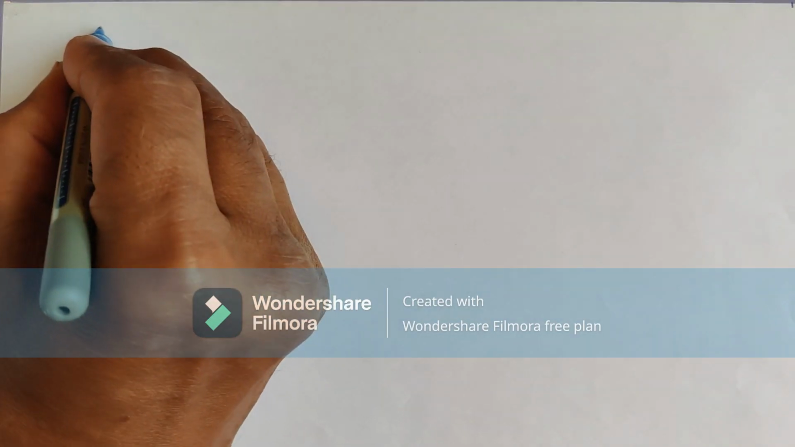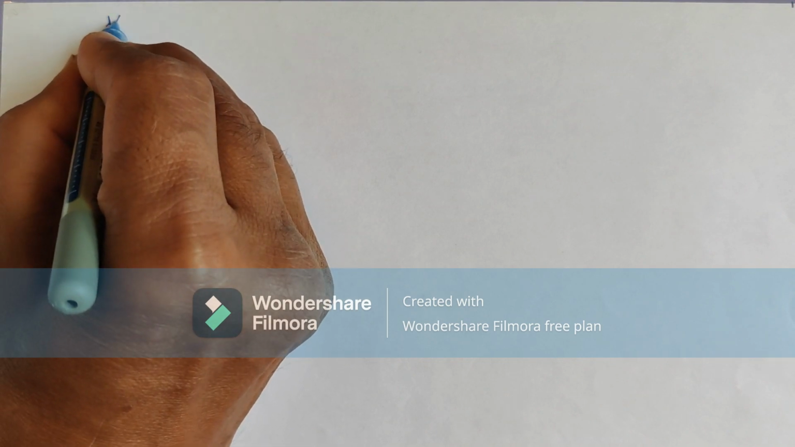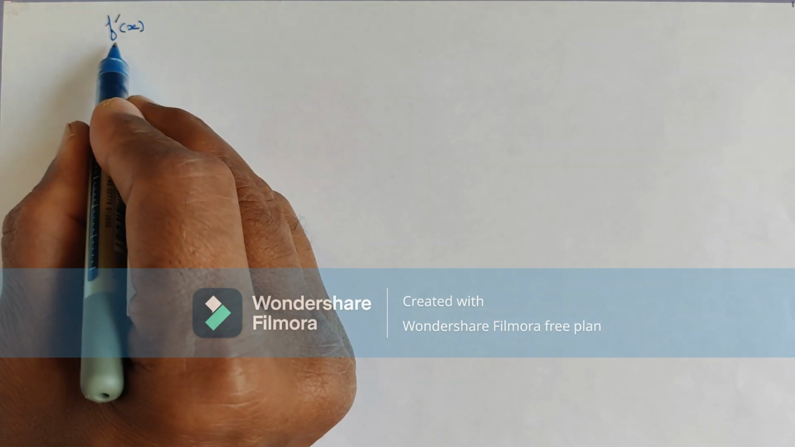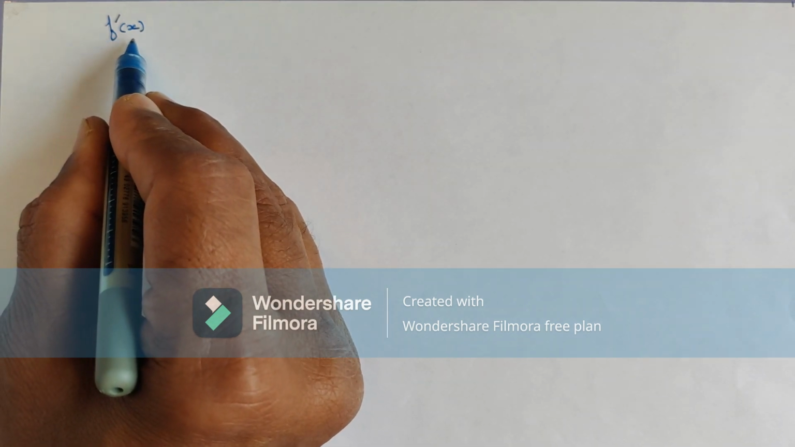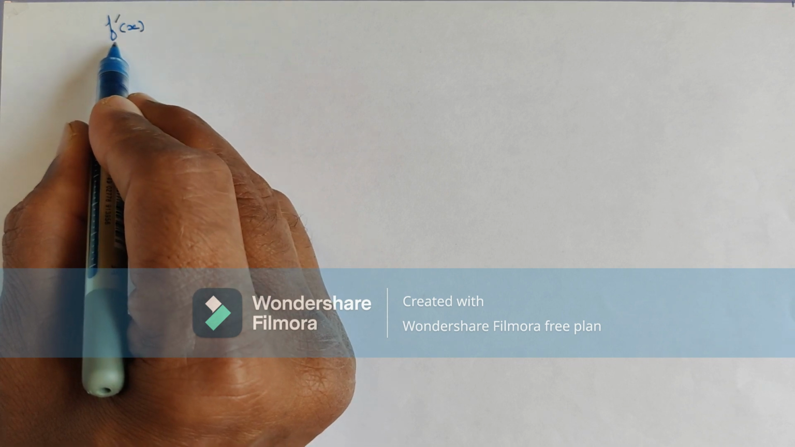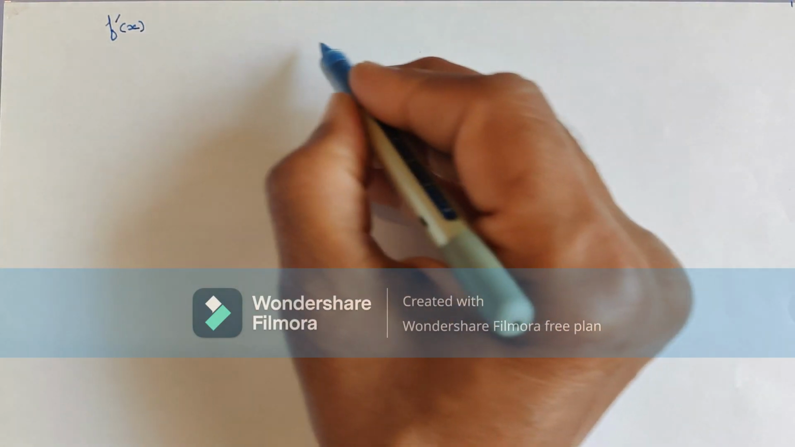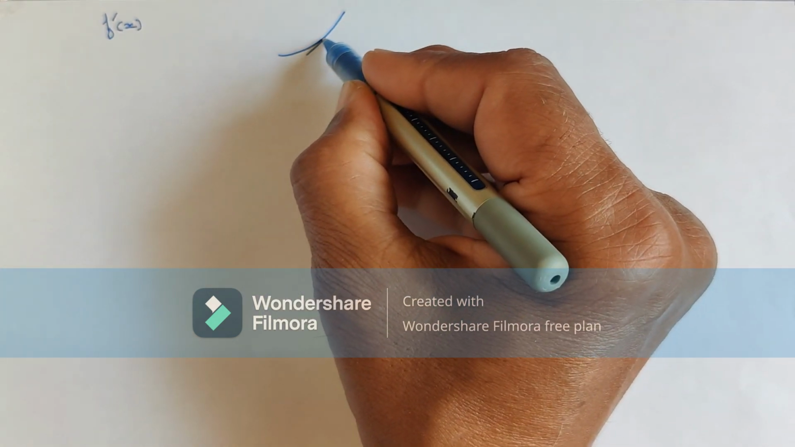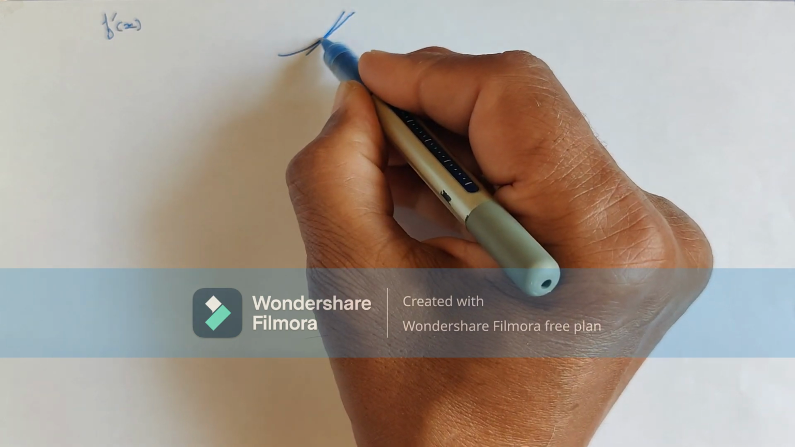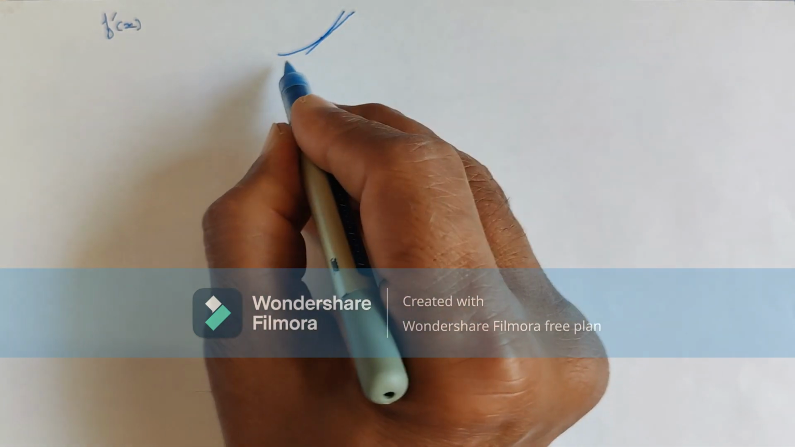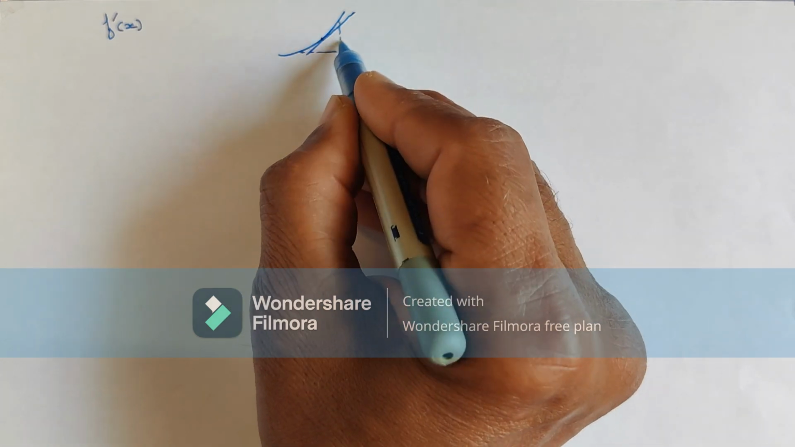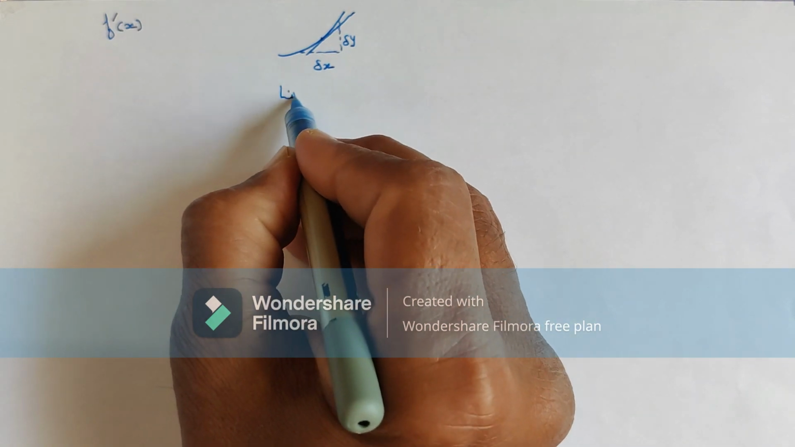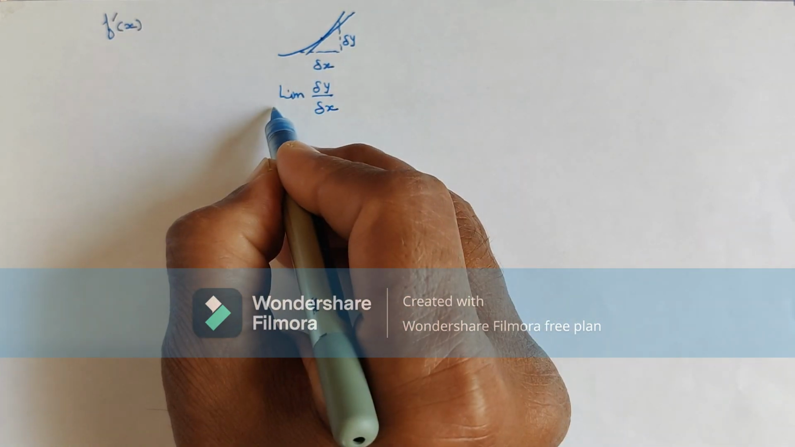To repeat, the derivative of a given function, which is the limit of the rate of change of the function as delta x approaches 0, is the slope of the tangent at the given point, and it is the limit of delta y upon delta x as delta x approaches 0.